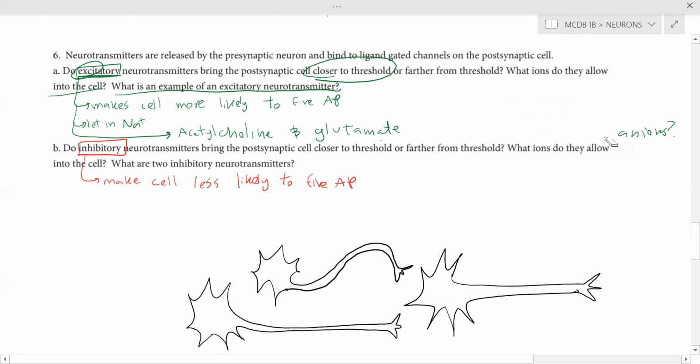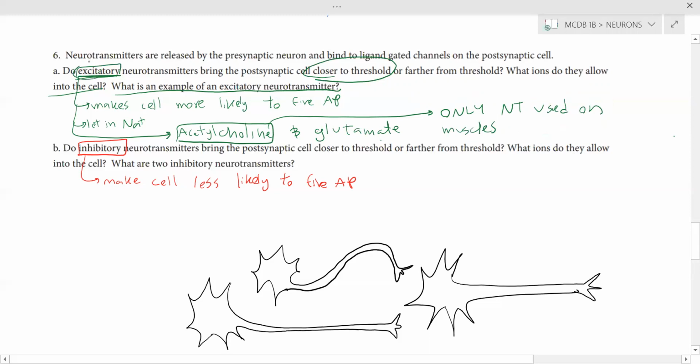A quick note on acetylcholine: it is the only neurotransmitter used on muscles. Right, so that's kind of a weird idea that we can only use neurotransmitters to excite muscles, to turn them on, to tell them to fire an action potential. So you're probably wondering, well, then how can we turn them off if there's no inhibitory neurotransmitter for muscles? We'll talk about that in a different video.